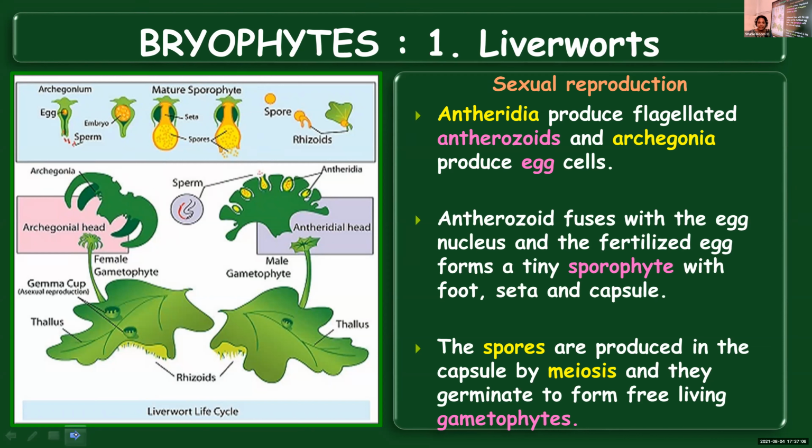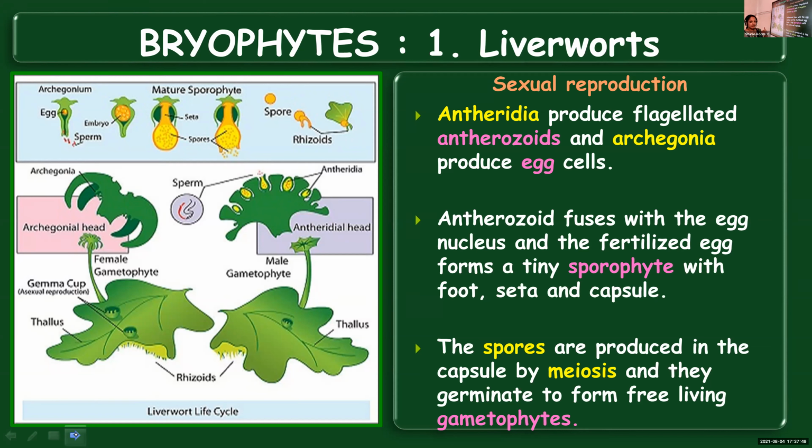Antheridia will produce male gametes, which you call antherozoids, whereas Archegonia is a female sex organ which produces egg cells. An antherozoid fuses with the egg. All these we have already discussed. The antherozoid or the male gamete will reach the archegonium and fuse with the egg present in it. In fertilization, the sperm will fuse with the egg; the nucleus of sperm and egg will fuse, and once the egg gets fertilized, it will form a tiny sporophyte.